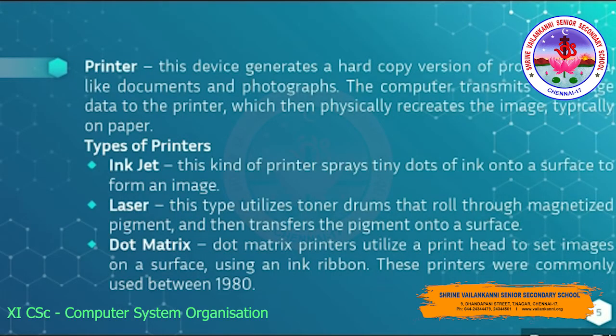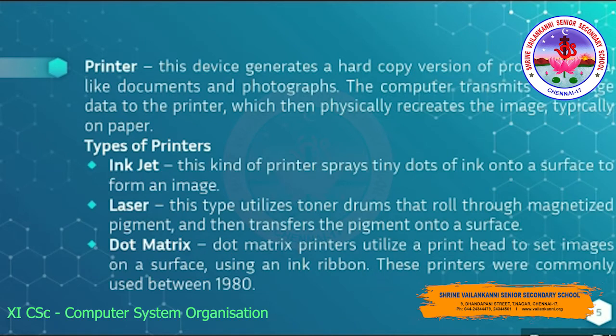So now about the printer. This generates a hard copy version of processed data like documents and photographs. The computer transmits the image data to the printer, which then physically recreates the image, typically on paper. Types of printers: inkjet, laser, dot matrix.